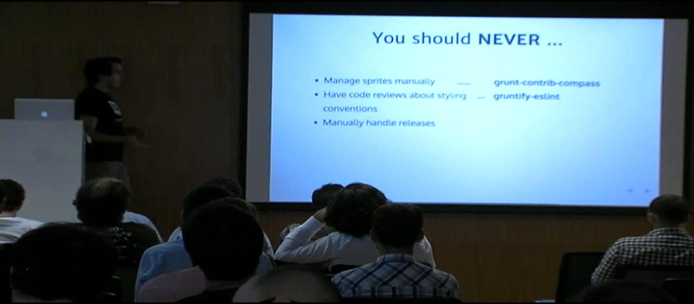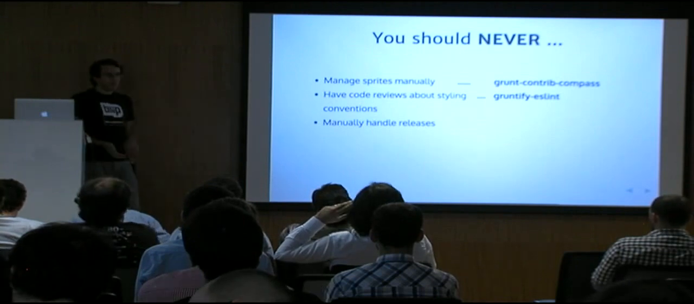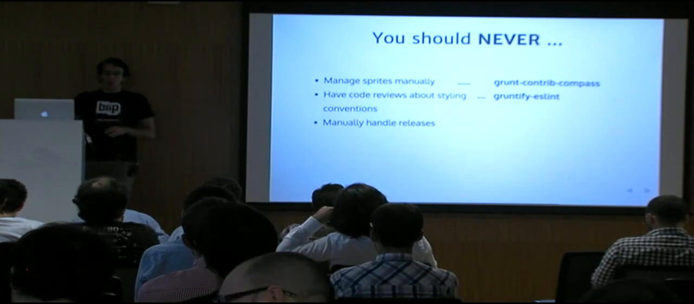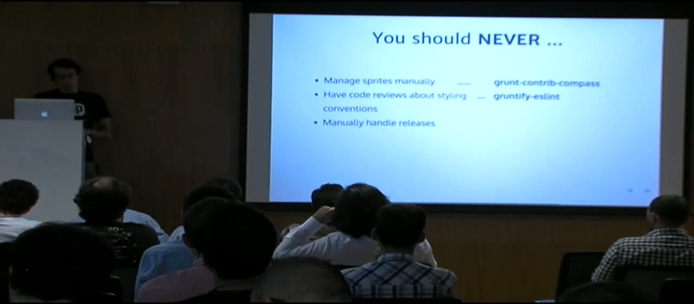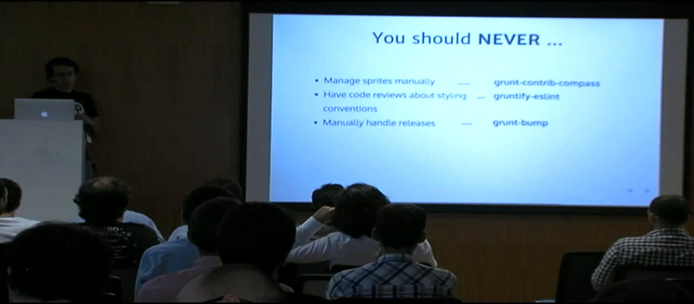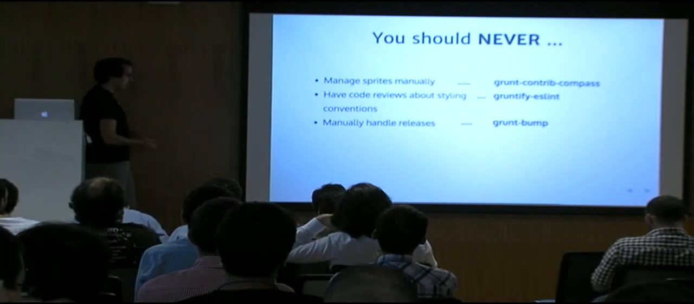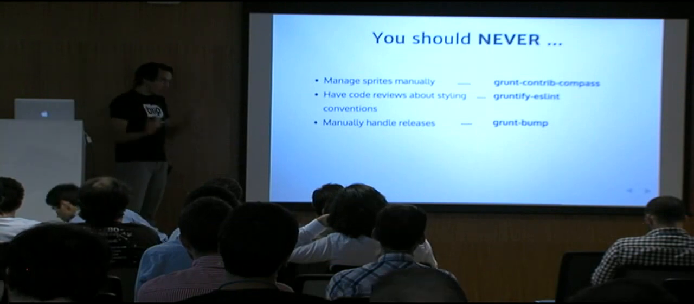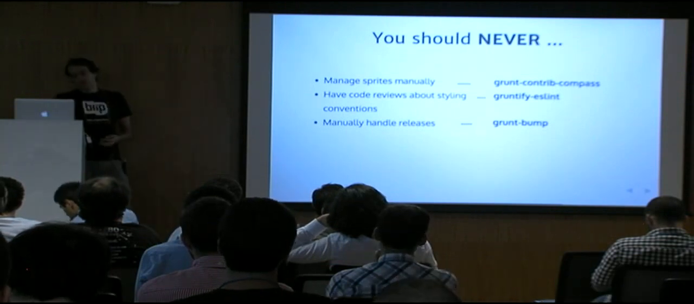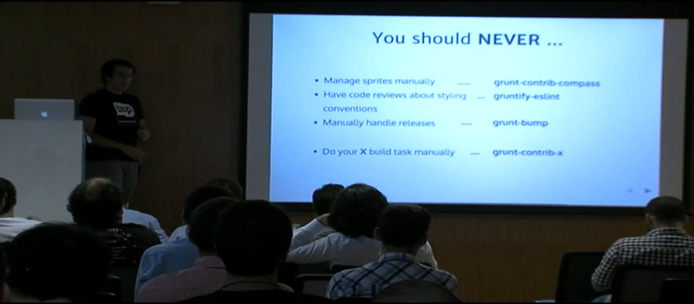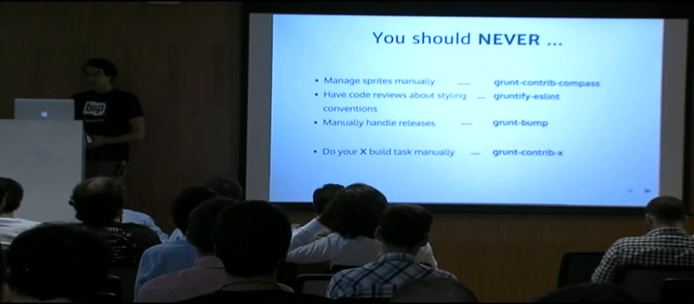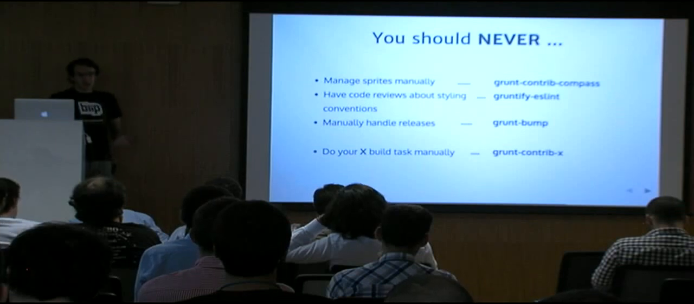You shouldn't have code reviews about styling conventions. You want to run JSHint as lint. If the rules are broken, the build doesn't pass, and you can't commit. Simple. You don't want to manually handle releases. If you want to bump a version of your module, there is a Grunt task for that. So basically, you don't want to do X manually because there is a Grunt task for that, or a Gulp one. And if there isn't, you can implement it. It's not that hard.